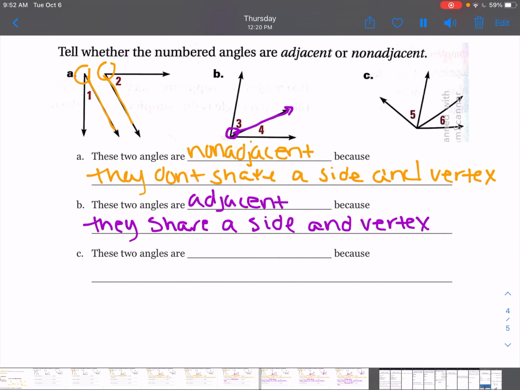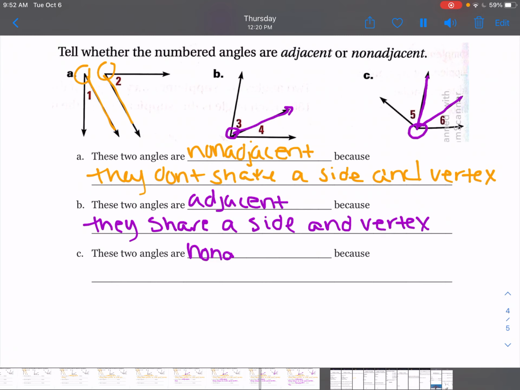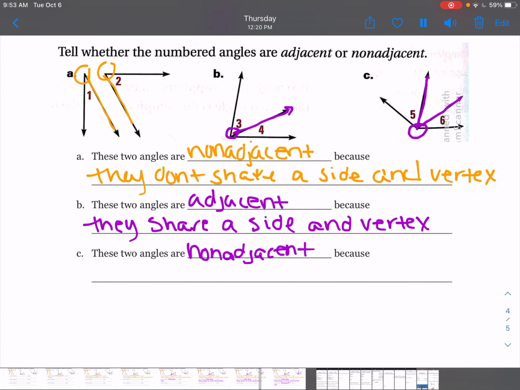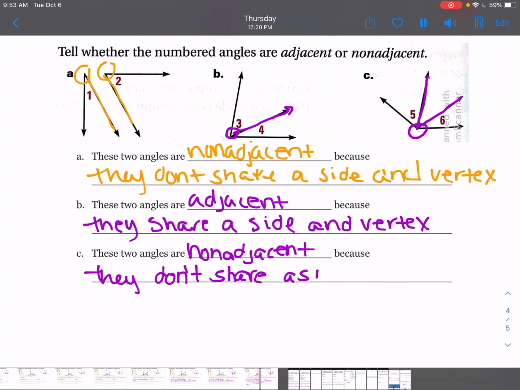And finally, you have these last angles. So if you look, they do share a vertex, but they don't share a side. Angle 5 has that side, and angle 6 has this side, which means they're non-adjacent. They are non-adjacent because they don't share a side.